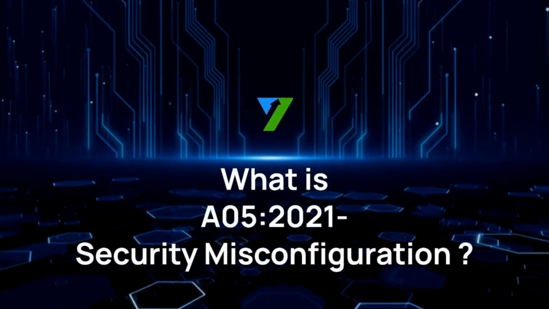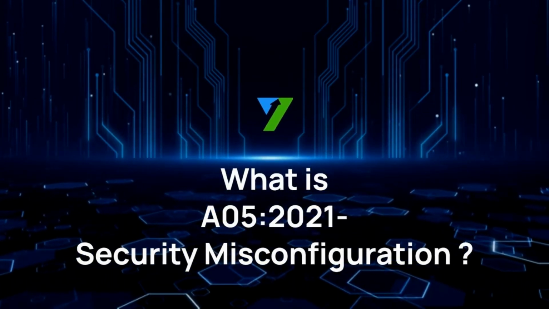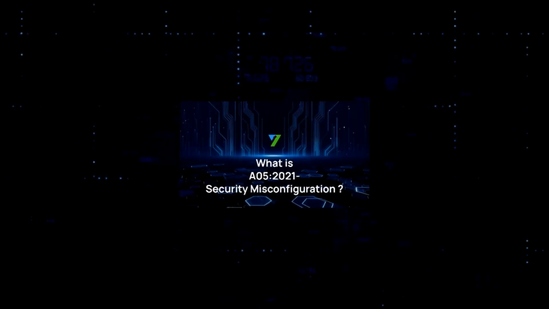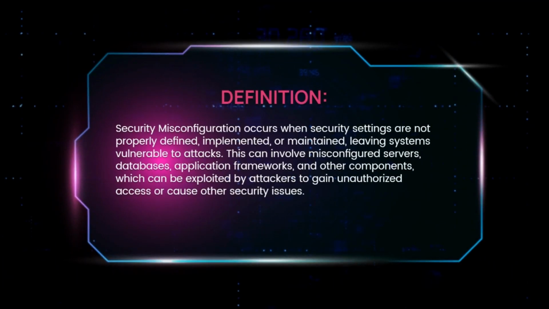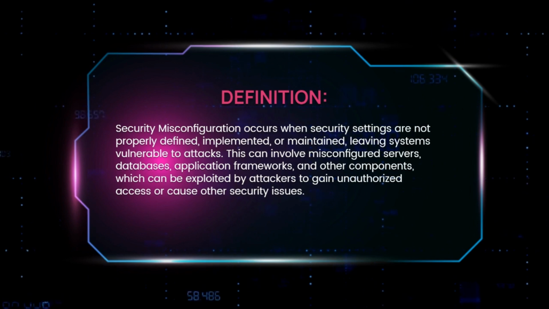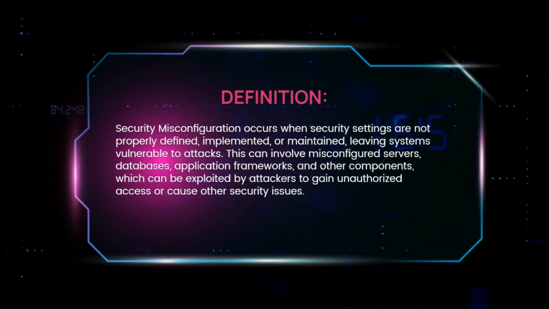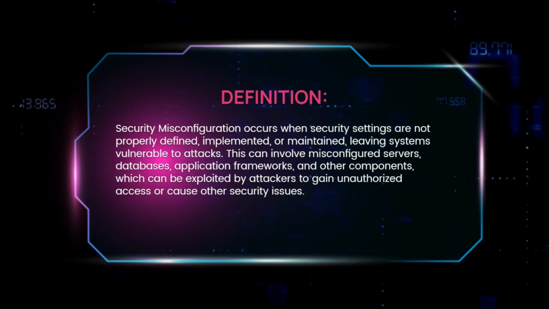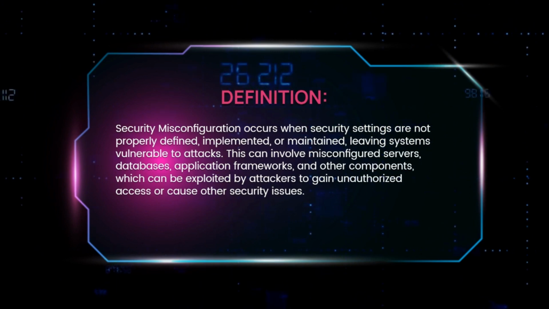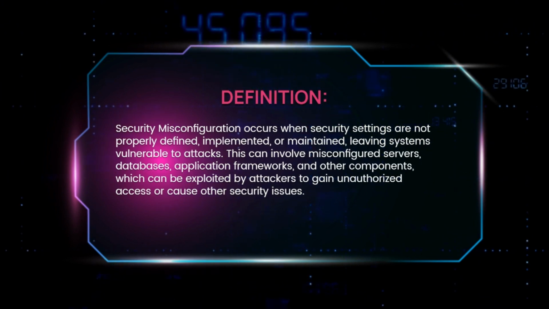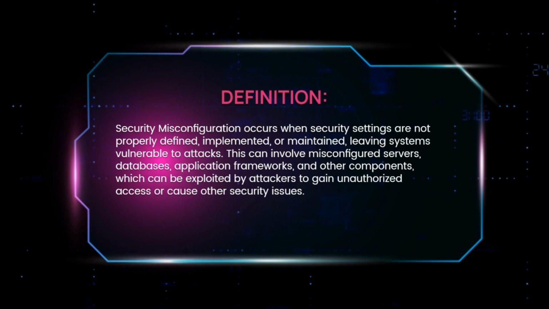What is A05:2021 Security Misconfiguration? Definition: security misconfiguration occurs when security settings are not properly defined, implemented, or maintained, leaving systems vulnerable to attacks. This can involve misconfigured servers, databases, application frameworks, and other components, which can be exploited by attackers to gain unauthorized access or cause other security issues.